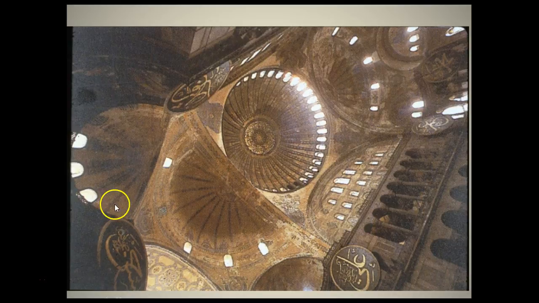You can see here a lot of Islamic motifs from when it was converted into a mosque. So here we have the Islamic lettering, the written word from the Quran. But anyway, stay tuned. We're going to be looking at some important mosaics, and we're going to travel to Ravenna. So stay tuned.